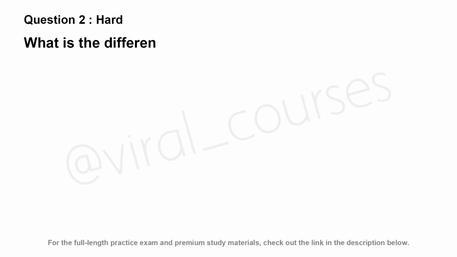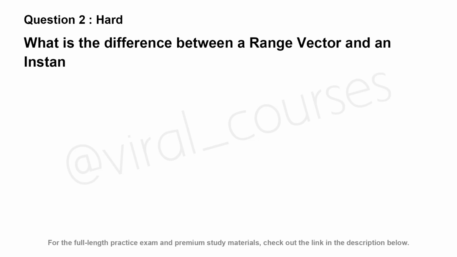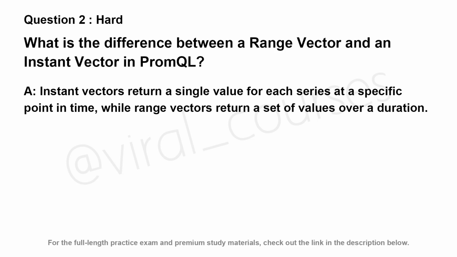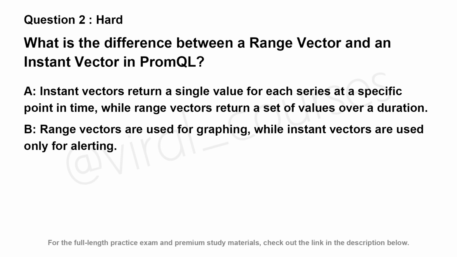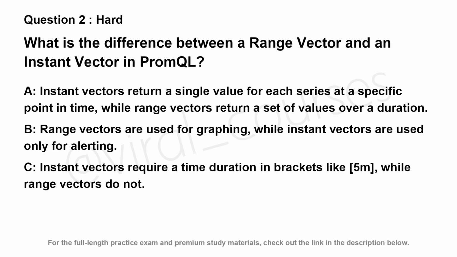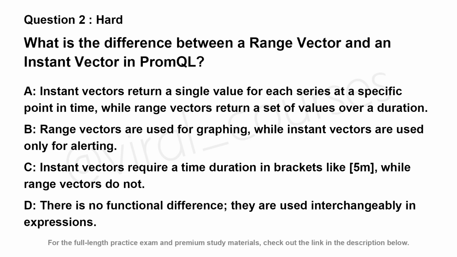What is the difference between a range vector and an instant vector in PromQL? Option A. Instant vectors return a single value for each series at a specific point in time, while range vectors return a set of values over a duration. Option B. Range vectors are used for graphing, while instant vectors are used only for alerting. Option C. Instant vectors require a time duration in brackets like 5m, while range vectors do not. Option D. There is no functional difference. They are used interchangeably in expressions.